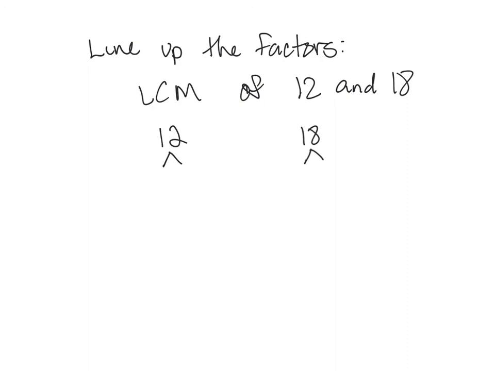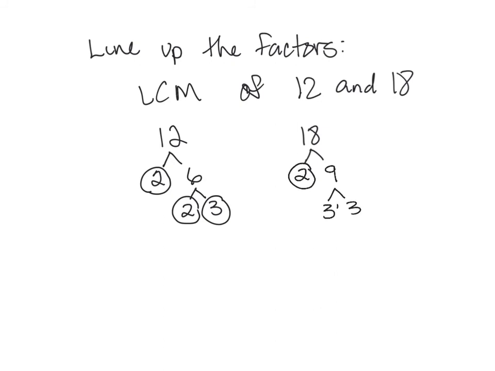So starting with 12, that could be 2 times 6. 2 is prime, but 6 is not. I can do 2 times 3 to get 6. 2 is prime, and 3 is prime. For 18, I can do 2 times 9. I might have done 3 times 6. Either way, I'm going to get the same answers. So 2 is prime, 9 is not. And then 3 times 3 makes 9. 3 is prime, and 3 is prime.